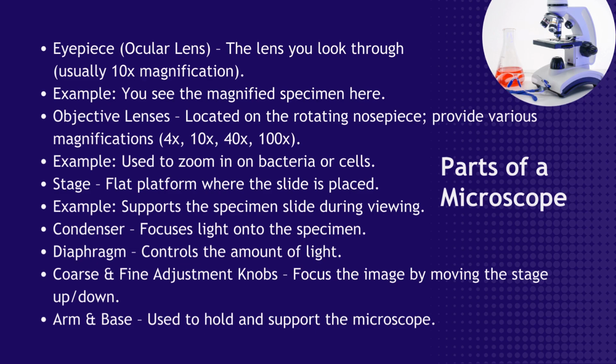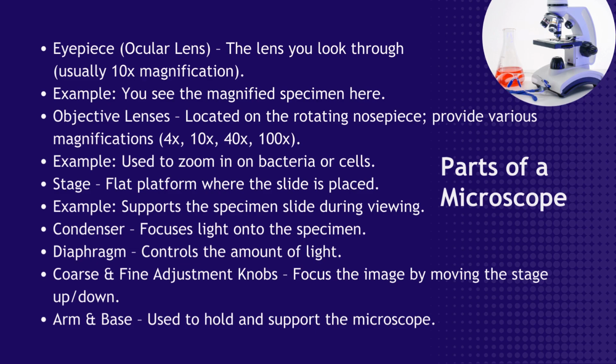Parts of a microscope: eyepiece, ocular lens. The lens you look through, usually 10 times magnification. Example, you see the magnified specimen here. Objective lenses, located on the rotating nosepiece, provide various magnifications: 4x, 10x, 40x, 100x. Example, used to zoom in on bacteria or cells.